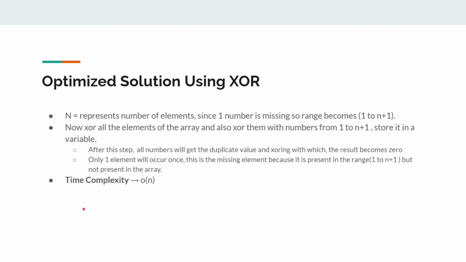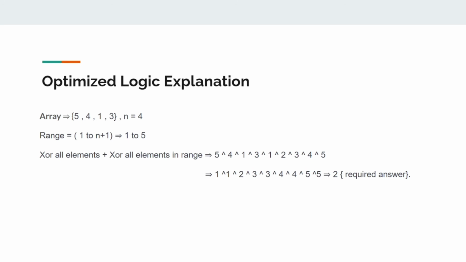So the optimized solution using XOR is: XOR all the elements of the array, also XOR them with numbers from 1 to n plus 1, that is our range, and store it in a variable. After this step, the variable will actually store the missing value that we want. How is this? Let's just look at an example and see.